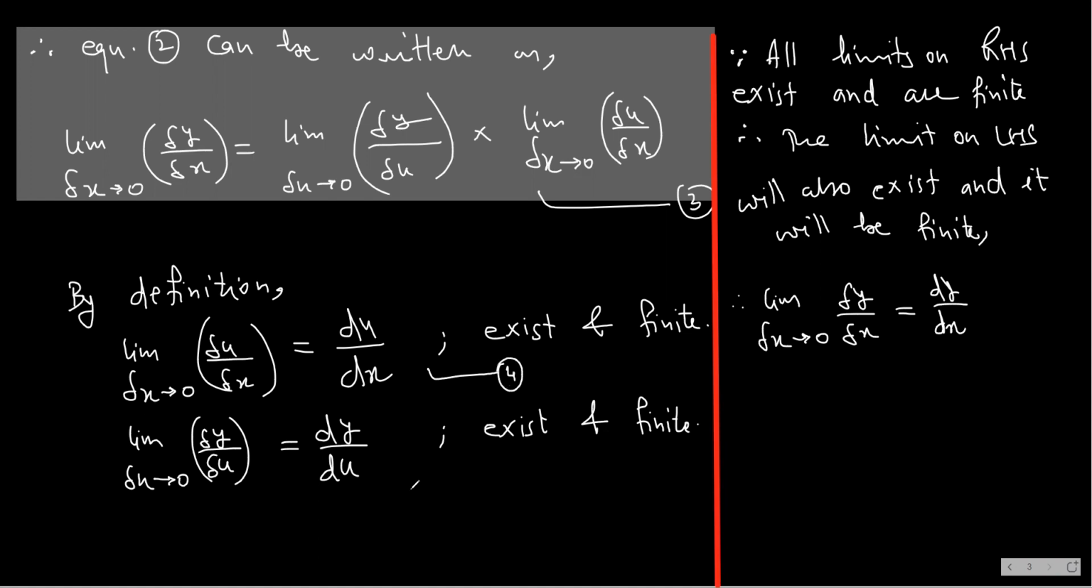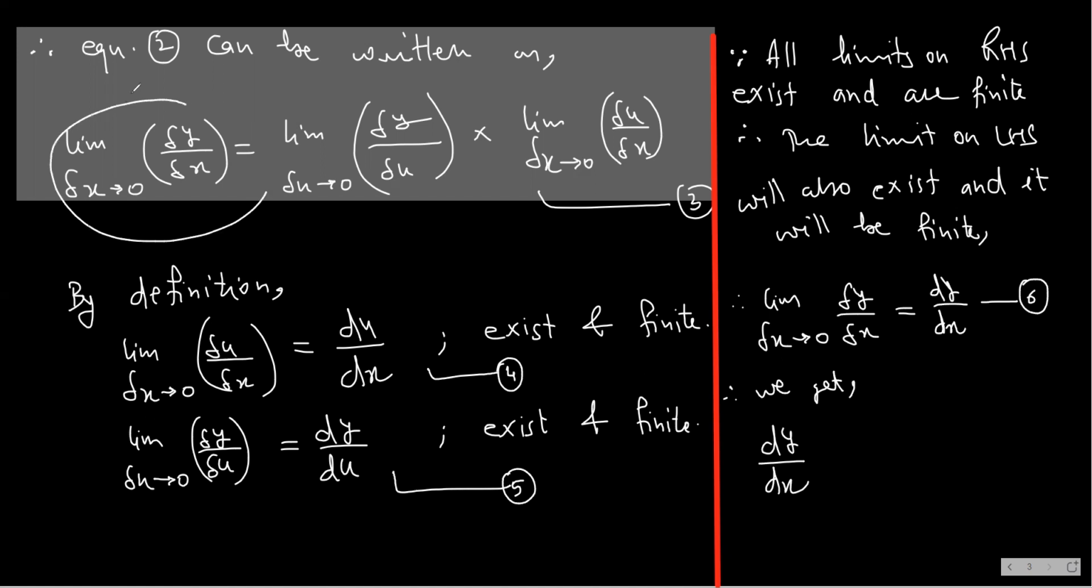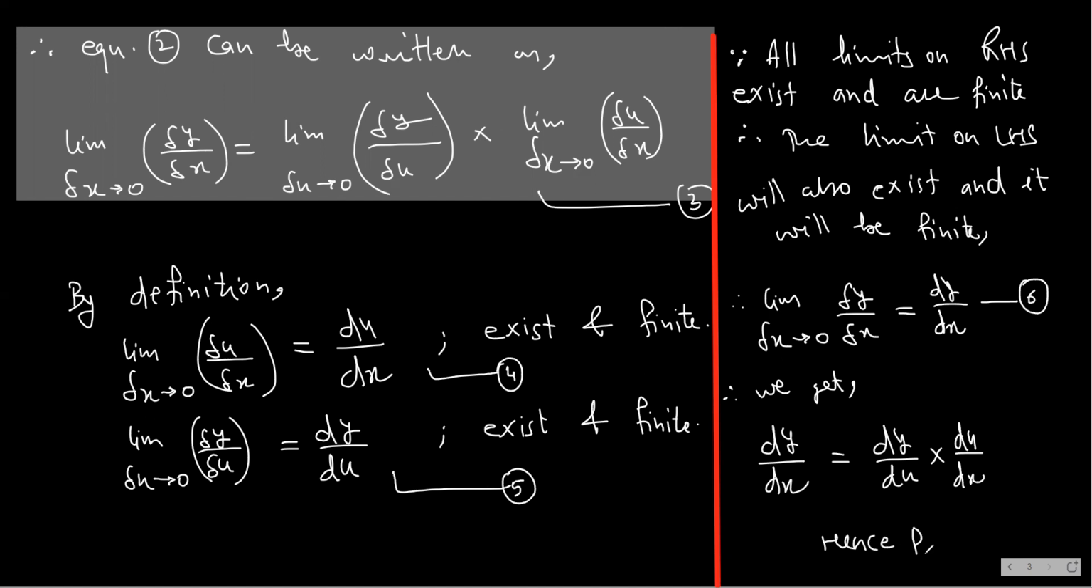I can write this as 4, this one as 5, and this one as 6. So using 4, 5, 6, and 3, you will get dy by dx. See, this was dy by dx equals dy by du into du by dx. Hence, proved. See, this is what you have to do.